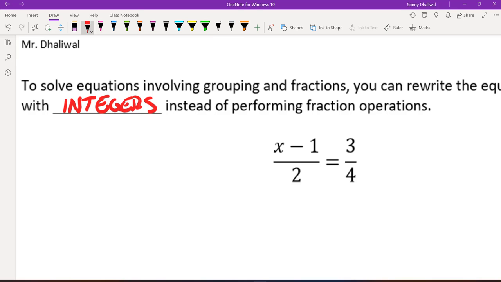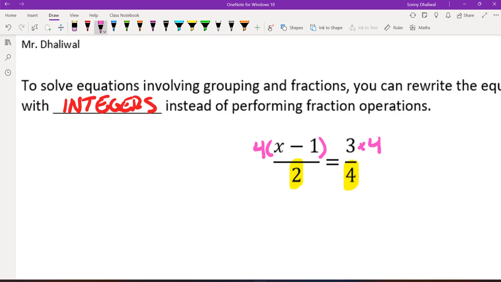What we did is we looked at the denominators, and we found a common denominator. So in this case, we have a 2 and a 4. What is our common denominator here? 4. And so we took this 4 and we multiplied it to everything. We multiply every fraction, every term, by 4.